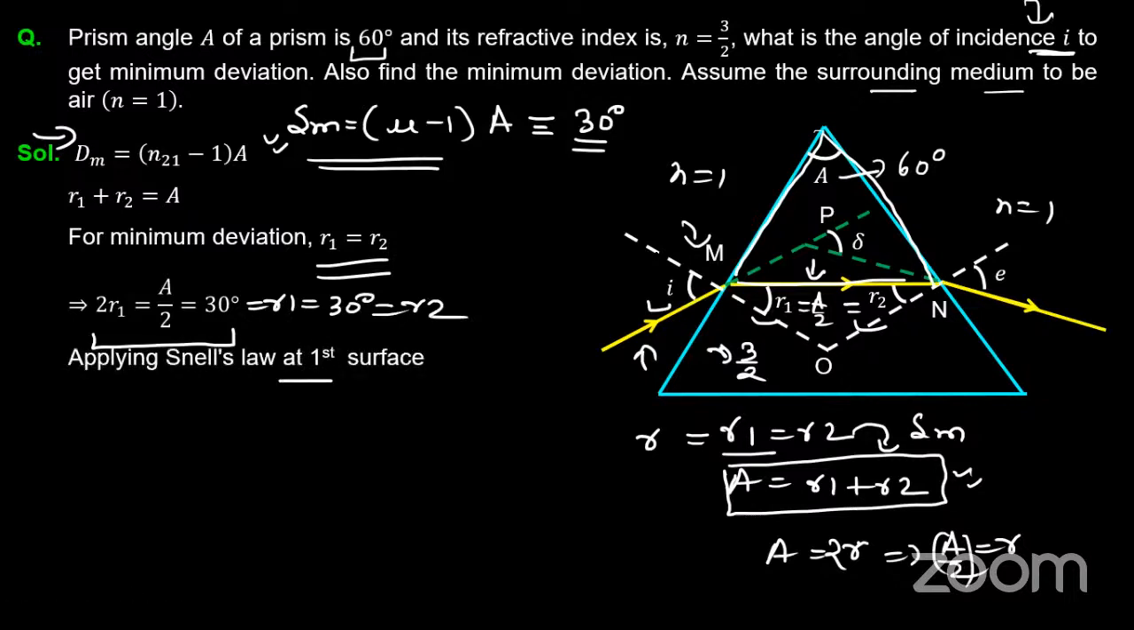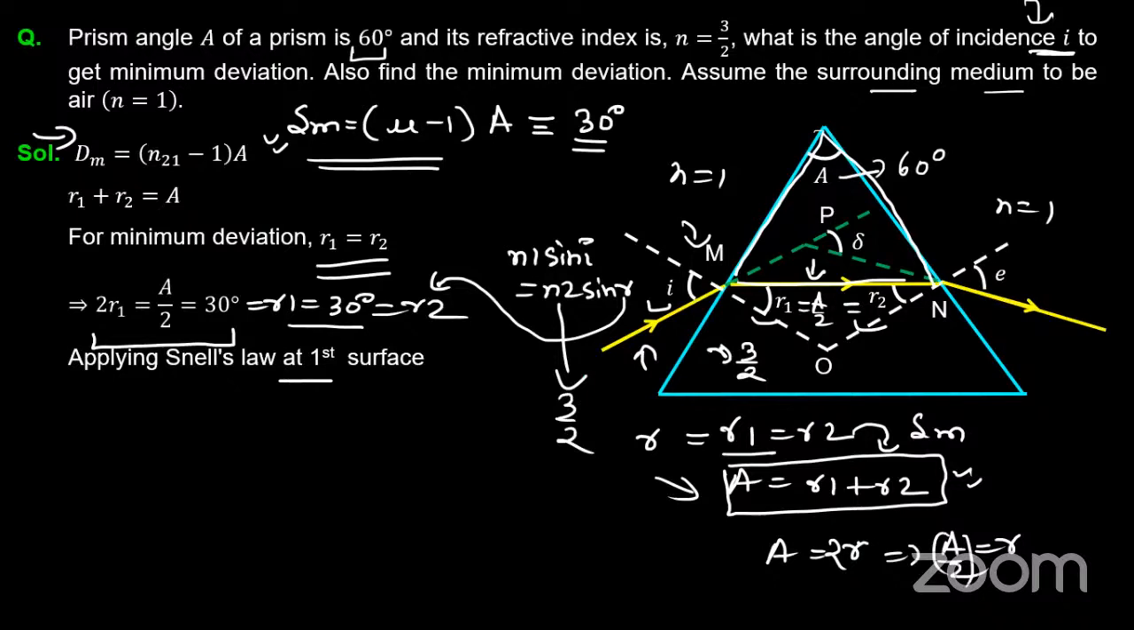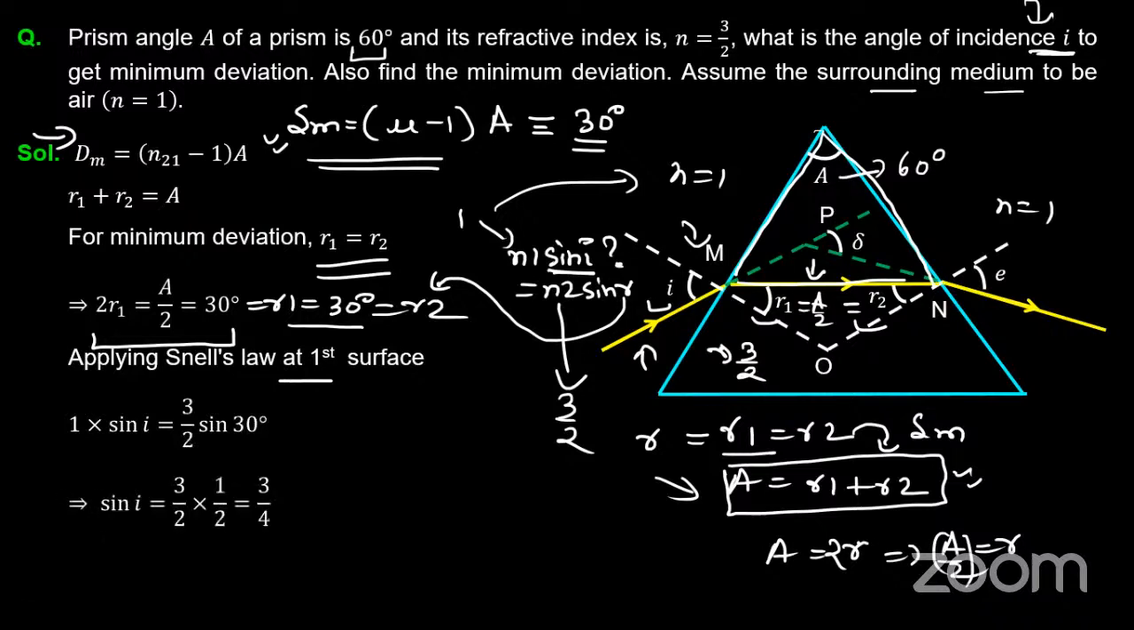Applying Snell's law at the first surface, I will say here N1 sine I equals N2 sine R. I mean, R is R1, R2, same. Here also we have seen. And N2 is of the glass, that is 3 by 2. N1 is of the air, you know this. Sine I means the incidence angle, that we need to find. This is our question here. So applying this, the answer comes out to be sine I equals 3 by 4. So the value of I comes out to be this in front of you.